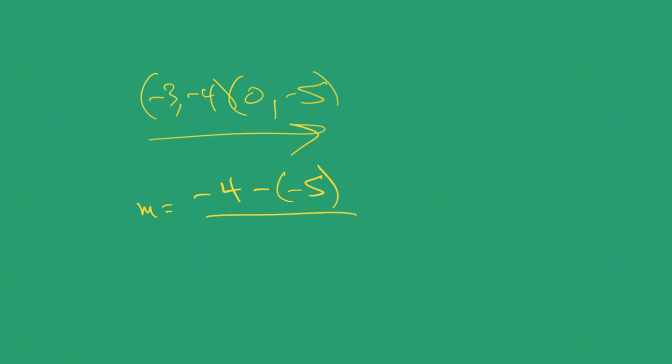What's the first x value from left to right? Negative 3 minus. What's the second x value? 0. Nice. 0's nice to use.